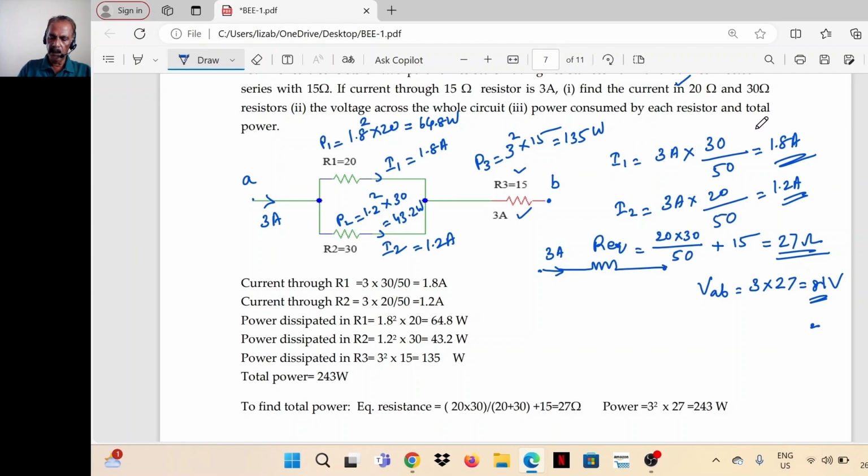So power consumed by each resistor, R1, R2, R3, add all that, you will get the total power. Or you can also find it out as I square R: 9 into 27. 27 is the equivalent resistance of the whole circuit, into 9, 243 watts you will get.